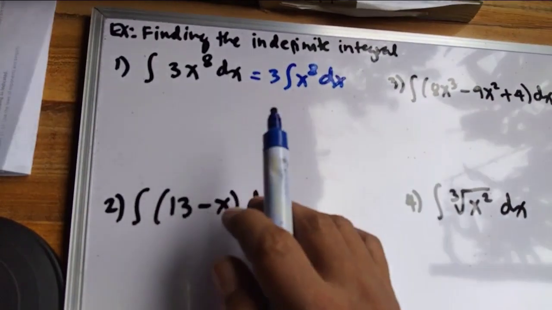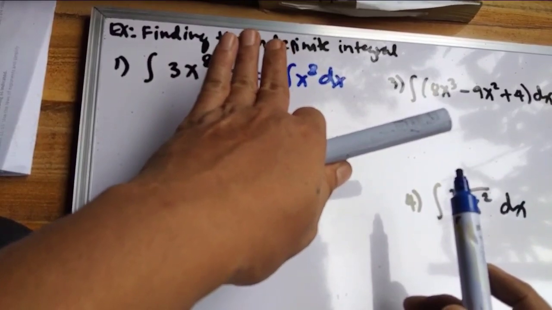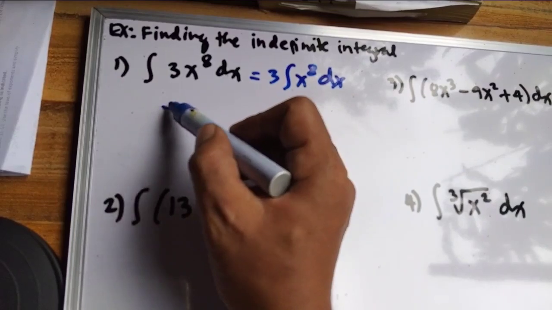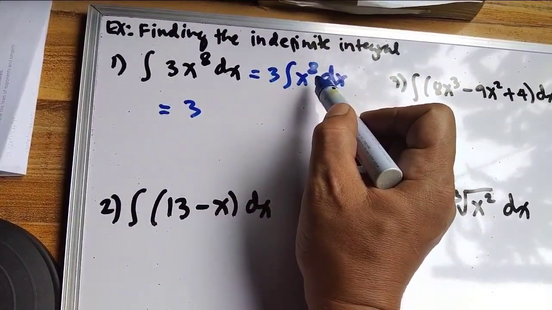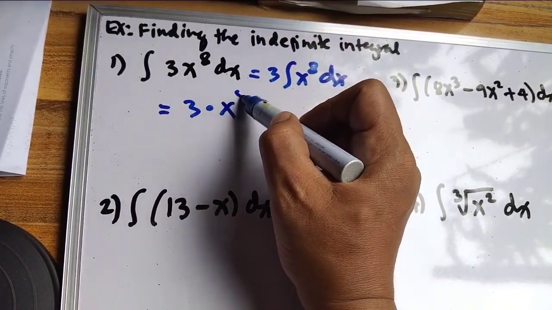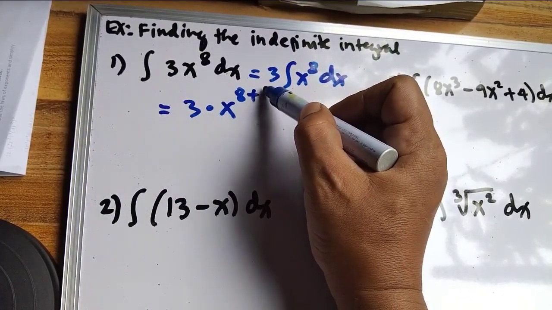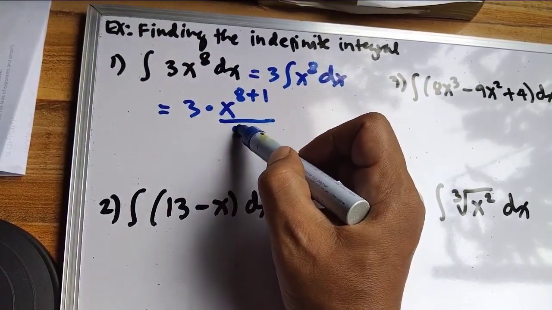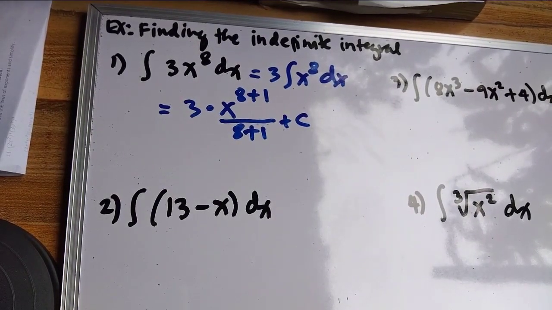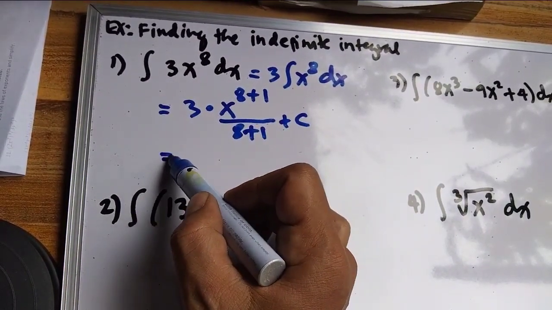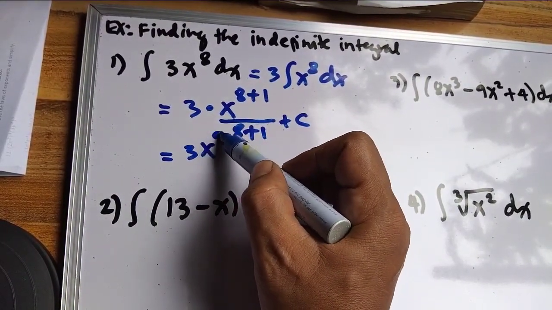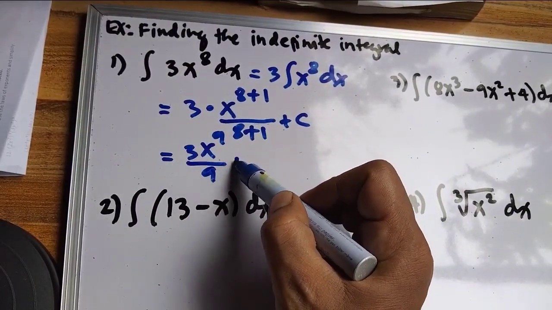As you observe, if there were no 3, we could apply the power rule to x to the power of 8. So we could have 3 times the integral of x to the power of 8, applying the power rule: x to the 8 plus 1, all over 8 plus 1, plus c. Then next, you could have 3. What is 8 plus 1? 9. So x to the 9 all over 9 plus c.